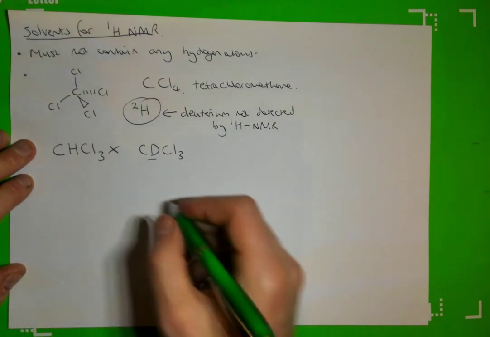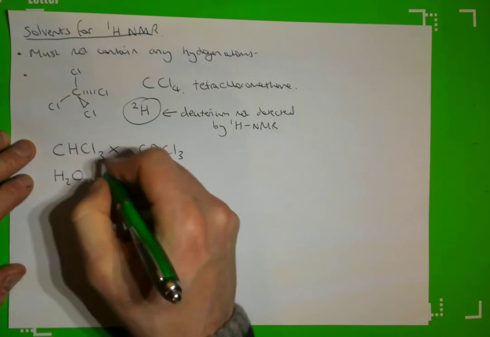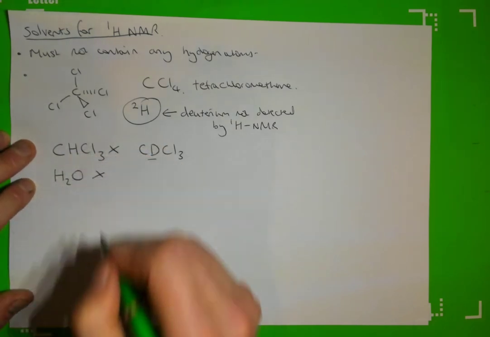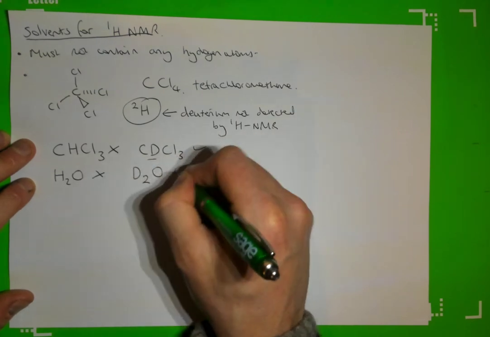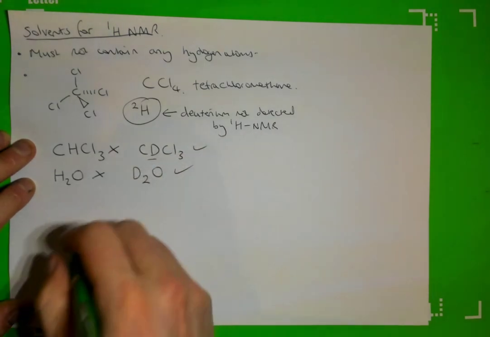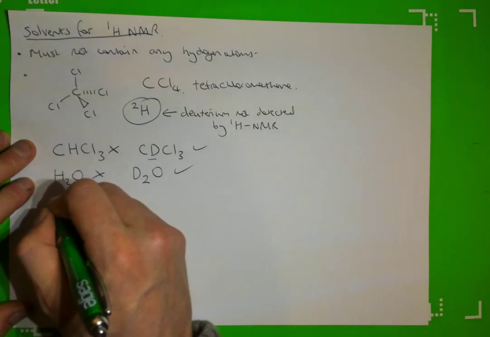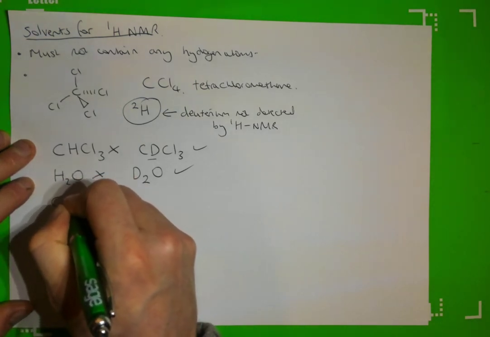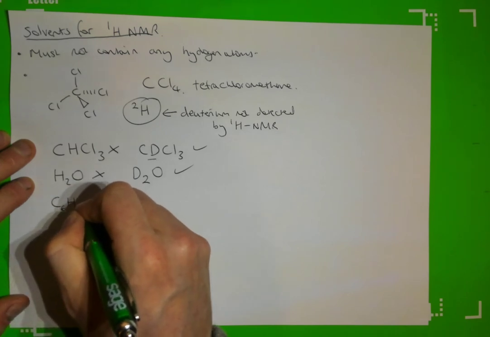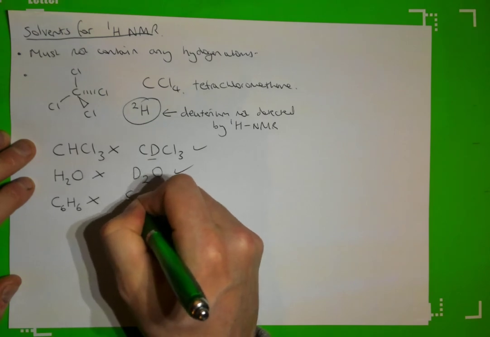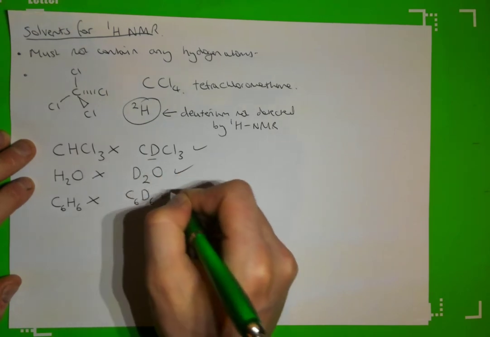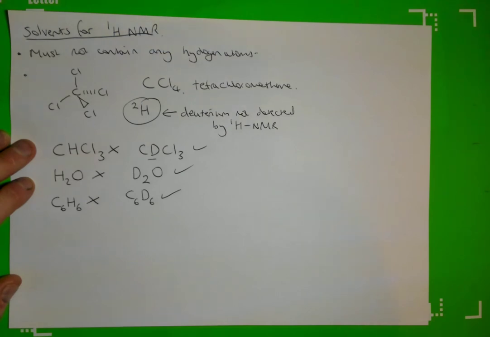Or let's say water is a great solvent for the particular compound. Obviously we couldn't use water. Instead we can use D2O like that. And if something like benzene would have been an excellent solvent, we wouldn't use that. We would use C6D6 instead. Okay, so I'm going to do a couple more examples of interpreting and predicting NMR spectra.